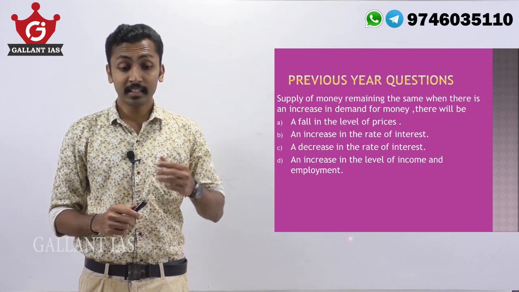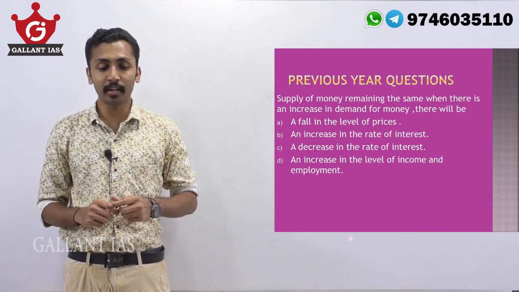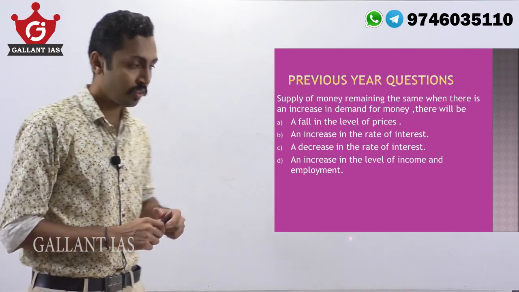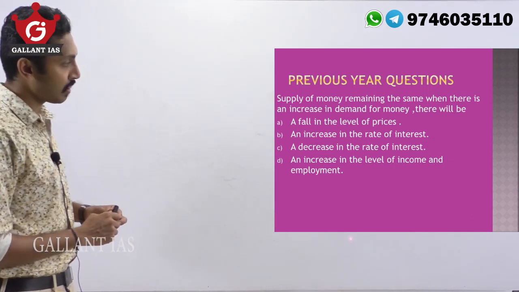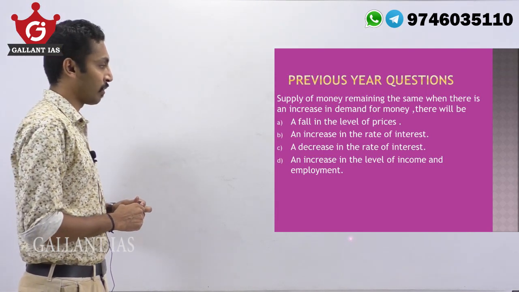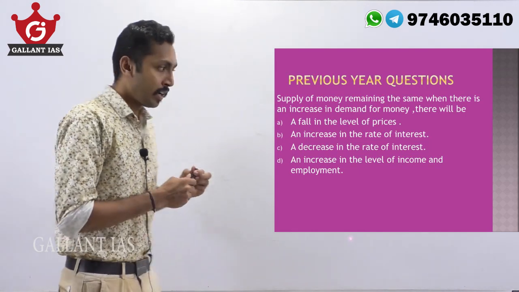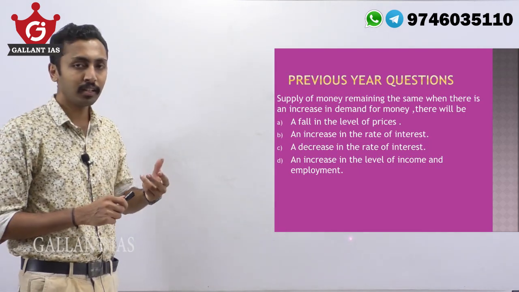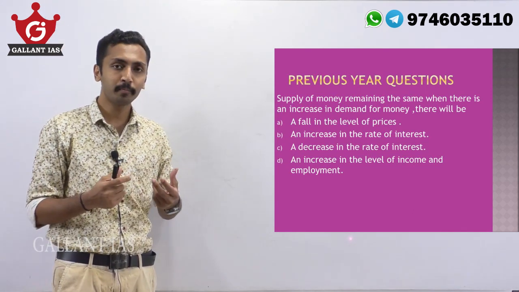First question, supply of money remaining the same. When there is increase in demand for money, there will be a fall in the level of prices, increase in the rate of interest, decrease in the rate of interest, or increase in the level of income and employment. What happens when supply remains the same, demand for money increases? Demand for money increases means population needs more money.